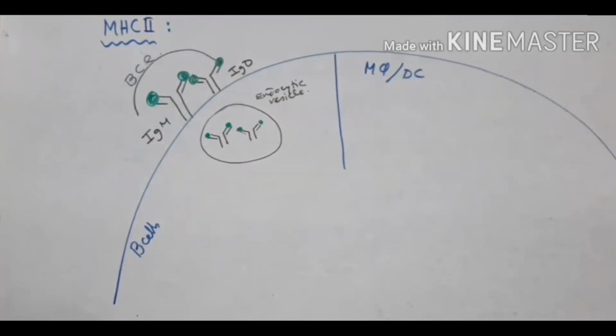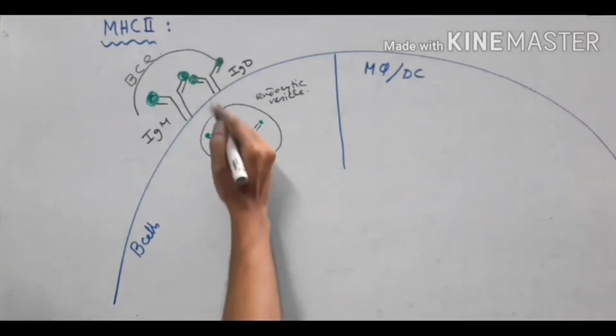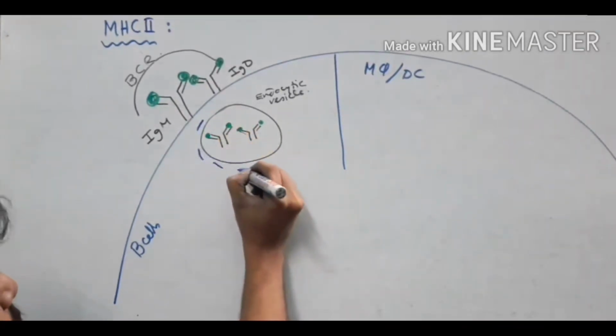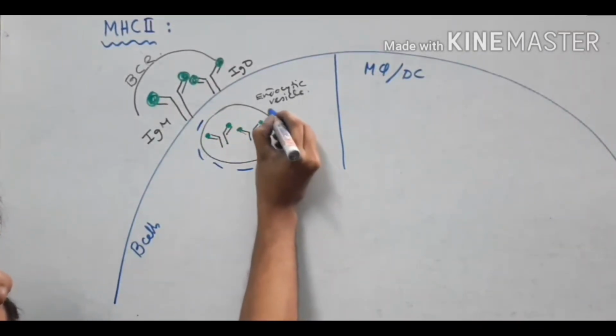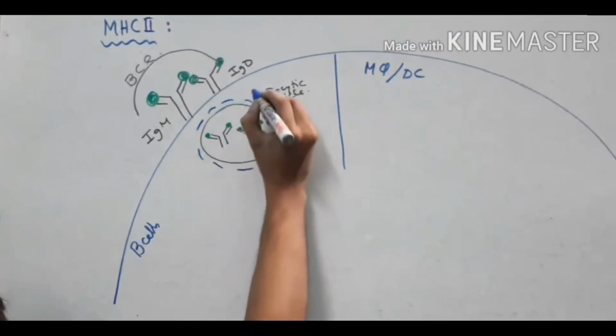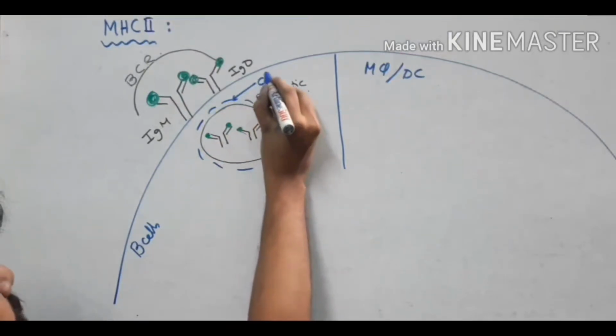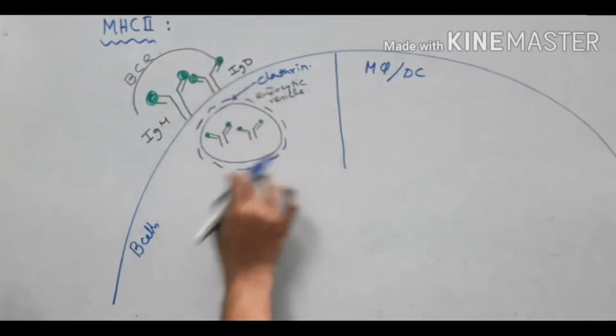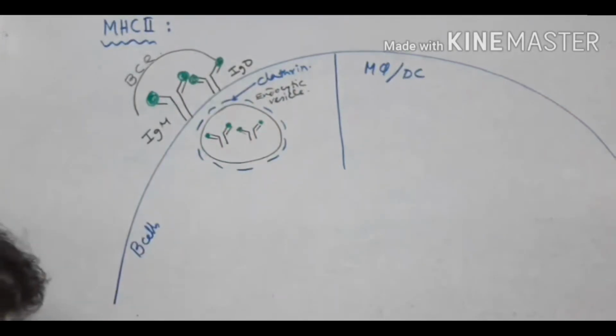A protein coats these vesicles, called clathrin protein. It always occurs during endocytosis. So this protein is called clathrin. Clathrin protein coats the endocytic vesicles.